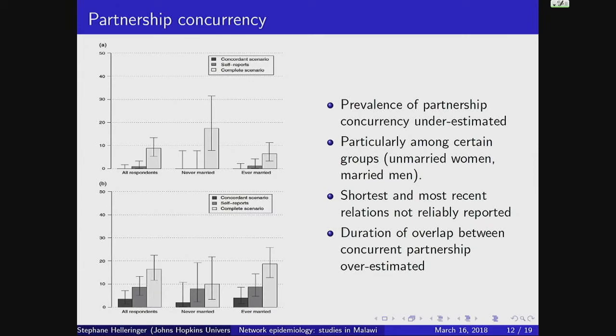But we also found that the most recent and the shortest relations almost never made it into the survey, at least among some population groups, which led to very large biases in the estimates of the duration of overlap between those concurrent partnerships. So that's an important parameter in transmission models as well.